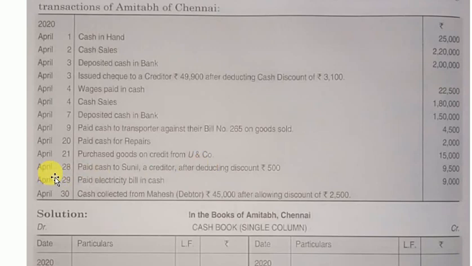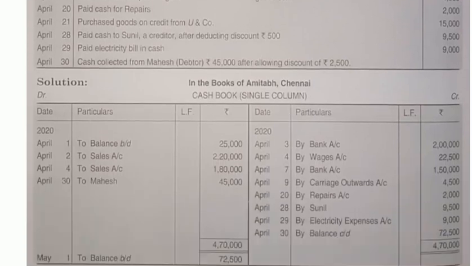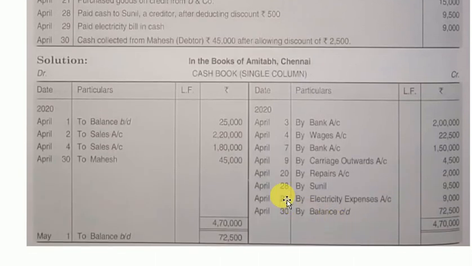Now comes April 28, that is paid cash to Sunil, a creditor, after deducting a discount of 500. So right now we are paying cash to our creditor after deducting a discount of 500. That means the amount we are paying to our creditor is 9,500. So here we'll pay 9,500 to our creditor, and this is an outflow of cash. So again we'll record it on the credit side of the cash book, like by Sunil 9,500.